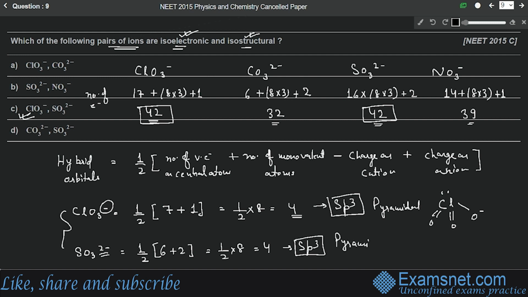Again it is proved that these two have the same hybridization and the same structure. This is also pyramidal in structure. This is sulfur, double bond O. Again the sulfur has a lone pair of electrons, O minus and O minus. Both have the same structure and the same number of electrons. So ClO3 minus and SO3 2 minus, option C will be the correct answer.